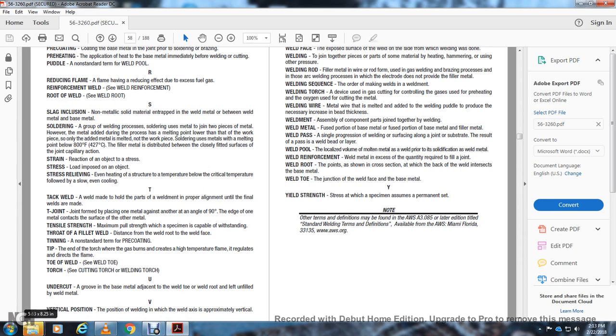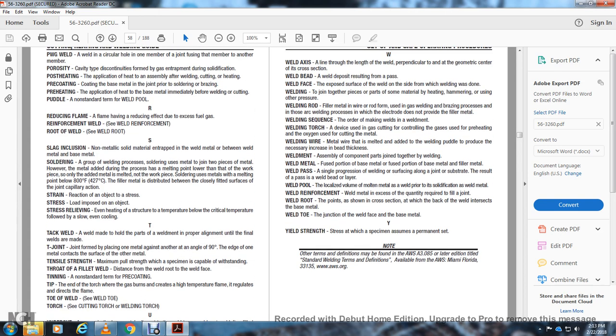Vertical position: the welding position in which the weld axis is approximately vertical. Weld axis: a line through the length of the weld, perpendicular to and through the geometric center of the cross-section of the weld. Weld bead: the weld deposit resulting from a pass. Weld face: the exposed surface of the weld on the side from which the welding was done.